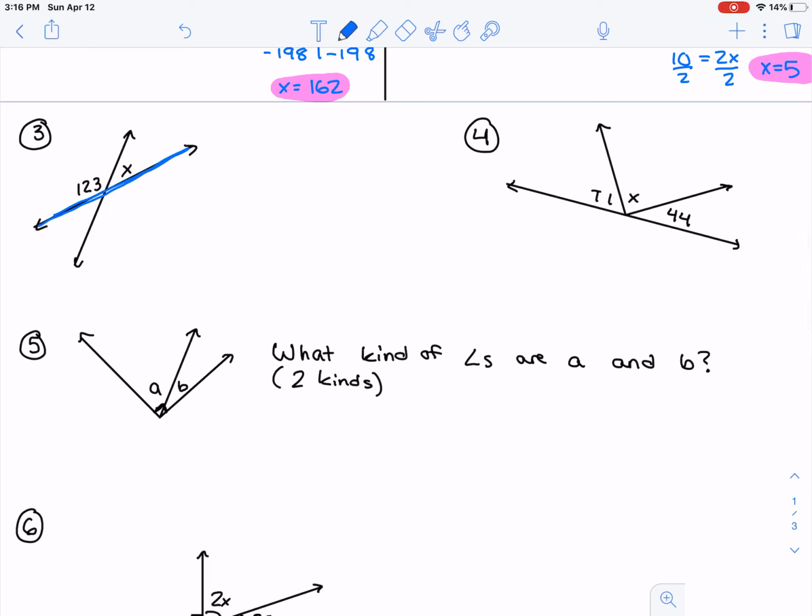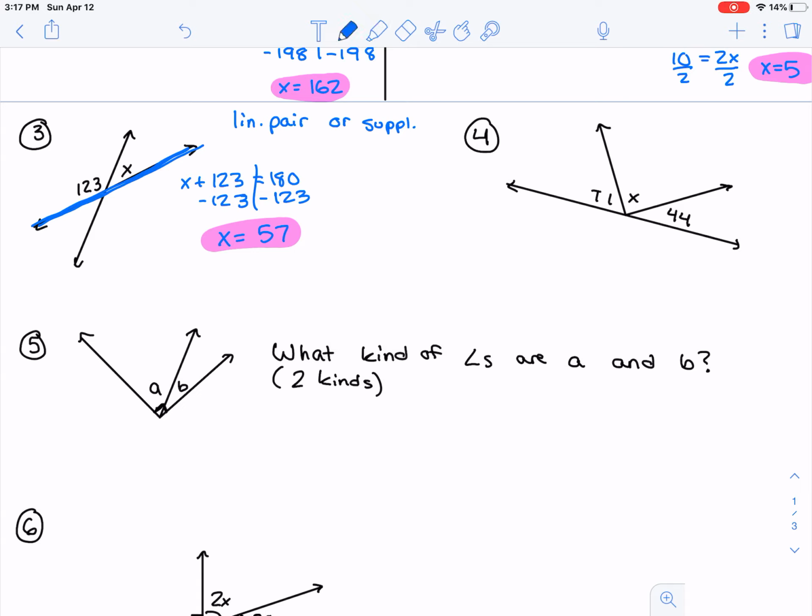Notice right away we have a very straight line here, so that x plus 123, that's a linear pair. Okay, I'll shorten that, linear pair, or supplementary. So those definitely are going to add up to 180. So again, to get that x by itself, I'm just going to subtract 123 on both sides. Oops, I shouldn't have put equals 123. Subtract 123. There we go. So I have my x left here on the left, and on the right, 180 minus 123 is 57.